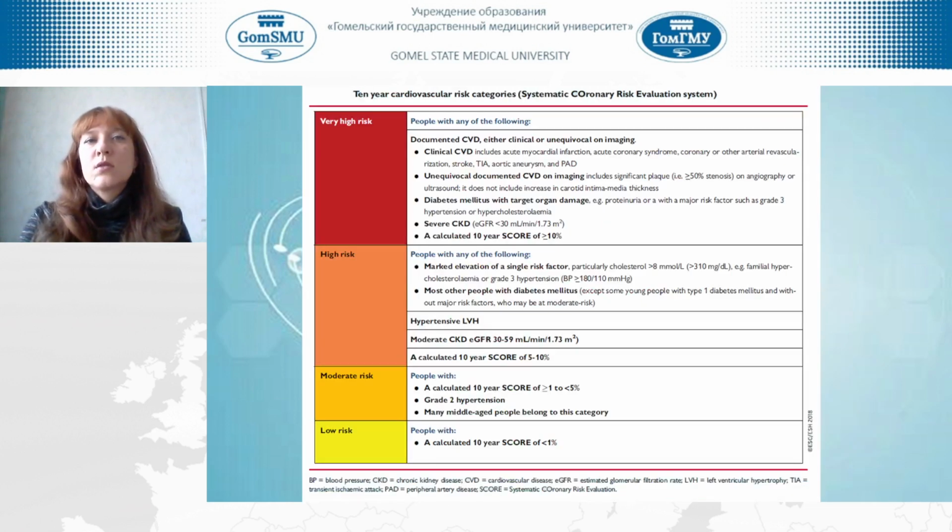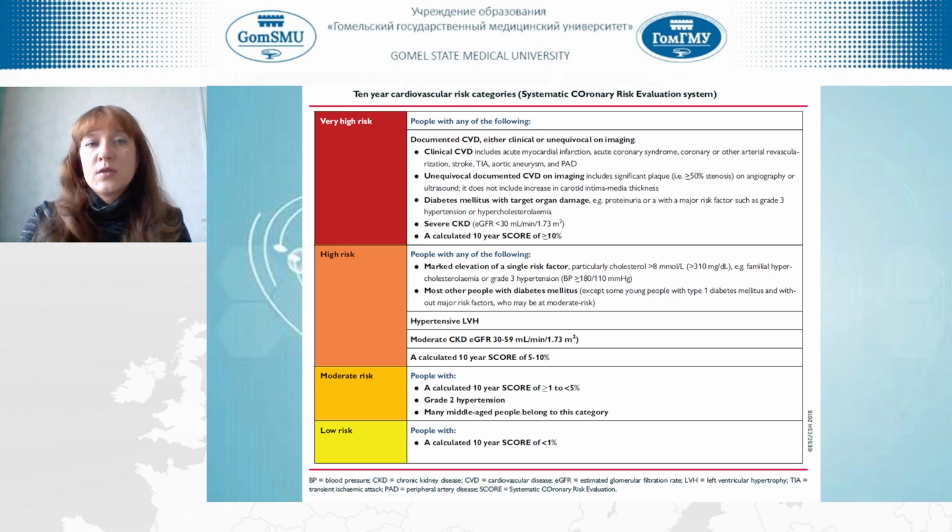These are the 10-year cardiovascular risk categories: low, moderate, high, and very high. SCORE risk is used for patients who have no cardiovascular diseases. These 10-year cardiovascular risk categories we use for patients with this disease. You see that low risk is a patient with a calculated 10-year SCORE risk of less than 1%. Moderate risk is for a patient with a risk from 1 to 5 according to the SCORE table, or a patient who has grade 2 hypertension, or middle-aged people belong to this category.